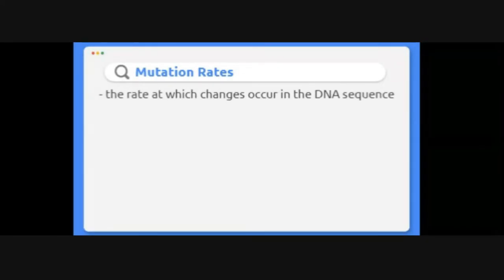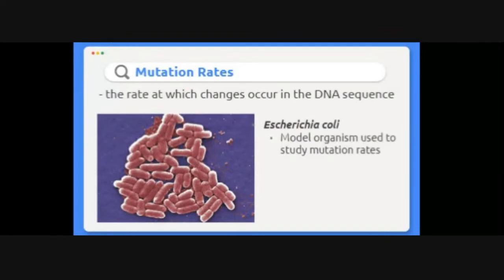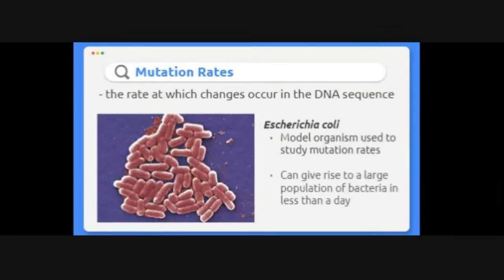Okay. So, ngayon, E. coli, yung model organism natin for studying mutation rates. And why? Because E. coli is a bacteria that can give rise to a large population in less than a day. Actually, kahit anong bacteria, mag-give rise ng a lot of population in less than a day. But yung model organism natin ay E. coli. Excuse me. So, E. coli can give rise to billions of cells in less than a day.